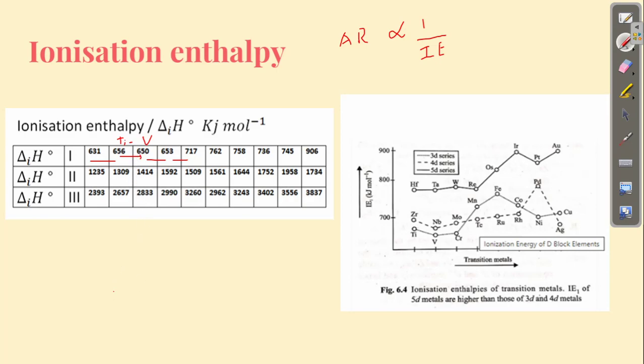This is because of the inner electrons. Okay, for titanium we have only 2 d electrons which will screen the 4s electron, but in vanadium we have 3 electrons. So since it has one more extra electron, it will screen more than titanium, and hence there is a small decrease in the screening effect.